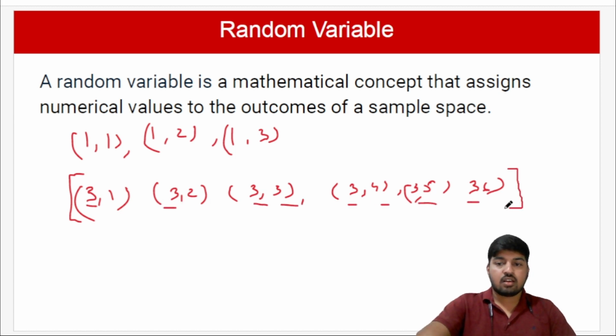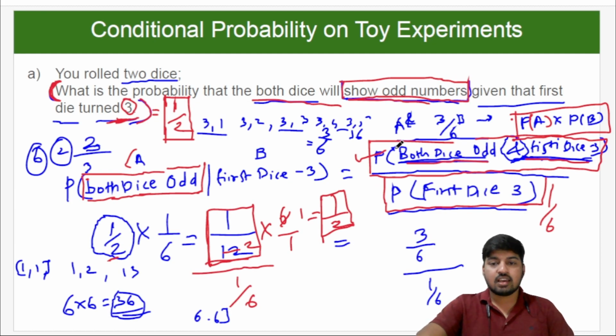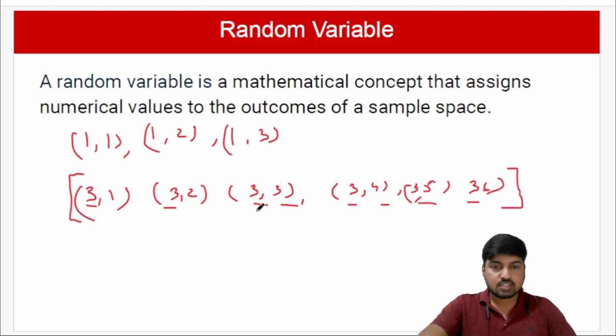That's the second case now. You have to look at this case: both dice are odd numbers, and the first dice is 3. So we will use multiply. We will multiply 18 by 36 into 1 by 6. What I'm saying, you just visualize this. Here you will get 1 by 2, correct?